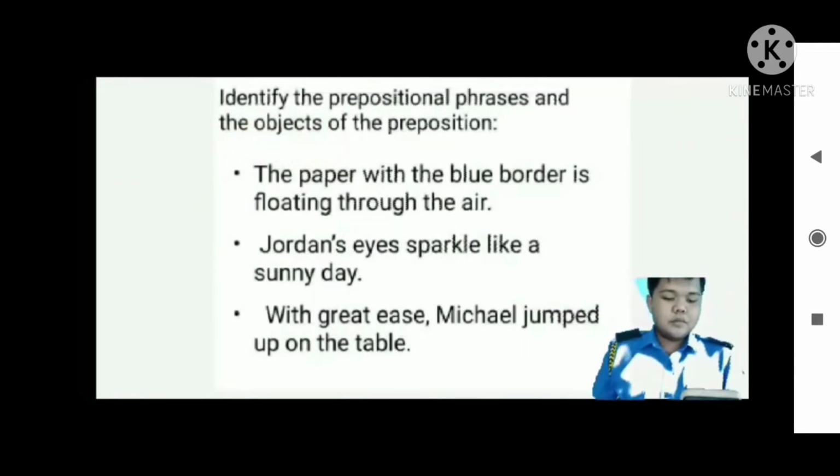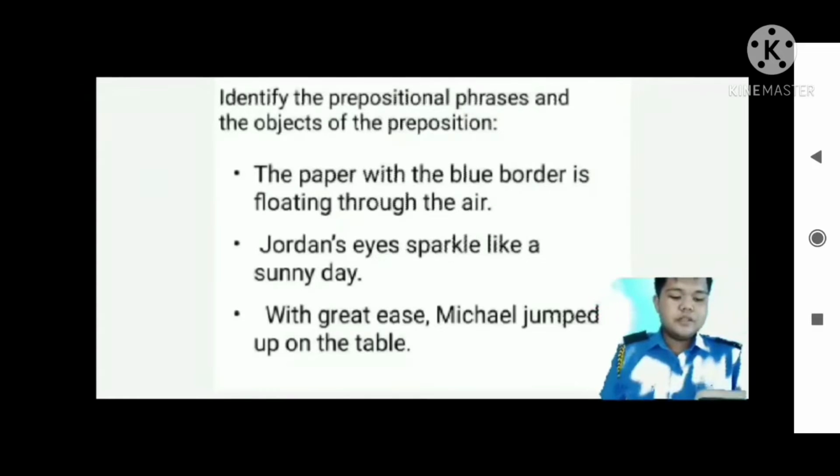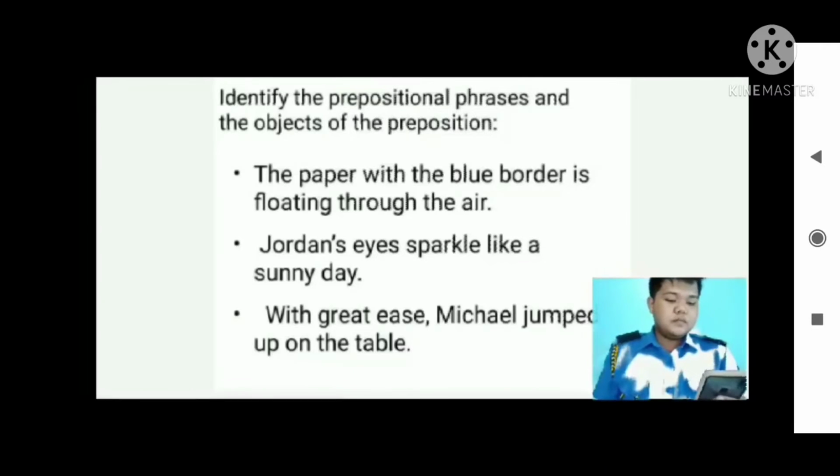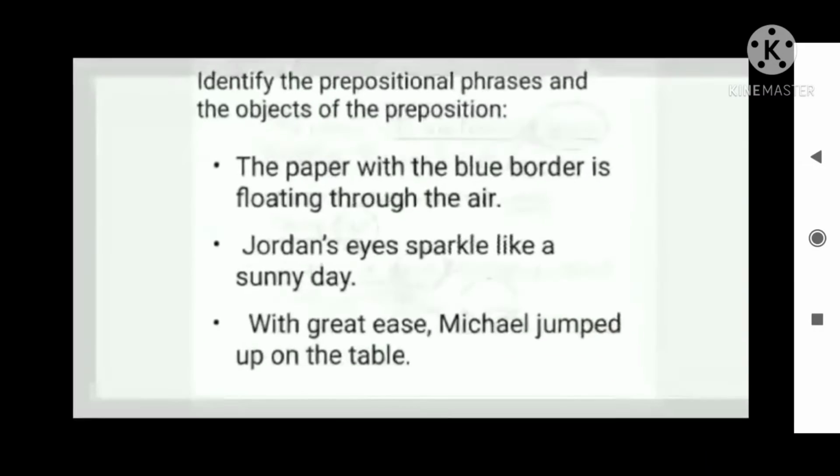Identify the prepositional phrases and the object of the preposition. The paper with the blue borders is floating through the air. Jordan's eyes sparkle like a sunny day. With grit is... Michael jumped up on the table.